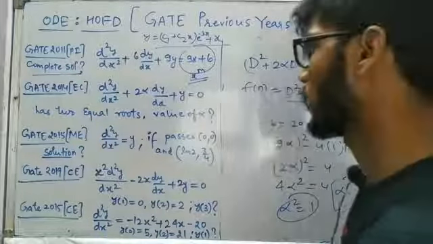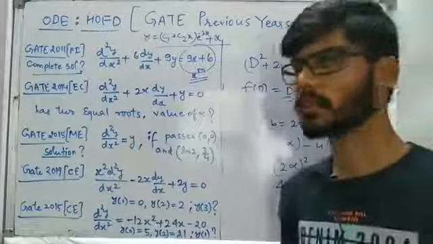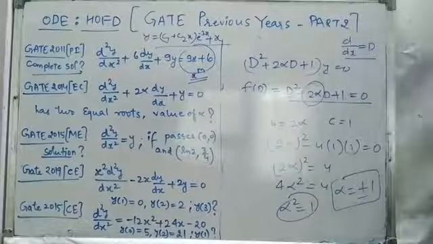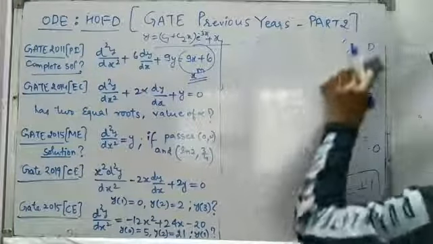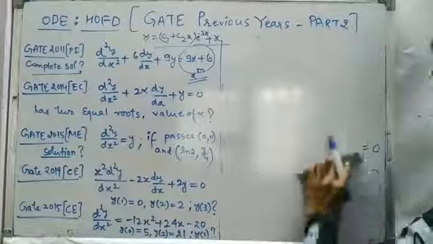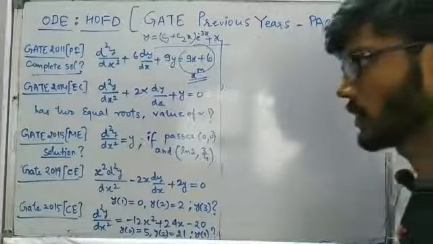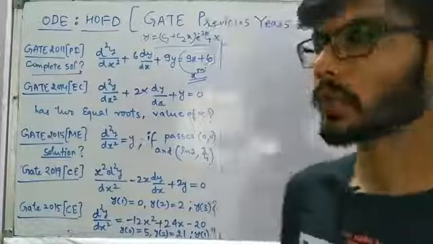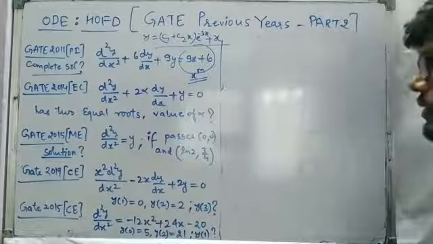So we have to select that if this particular differential equation has both the roots equal, we are going to get the value of alpha as plus minus 1. So this was a simple problem only. We don't have to do much calculation in that. Only one concept we should have in our mind, that if a quadratic equation has both the roots equal, we have to make use of the property b square minus 4ac is equal to 0.